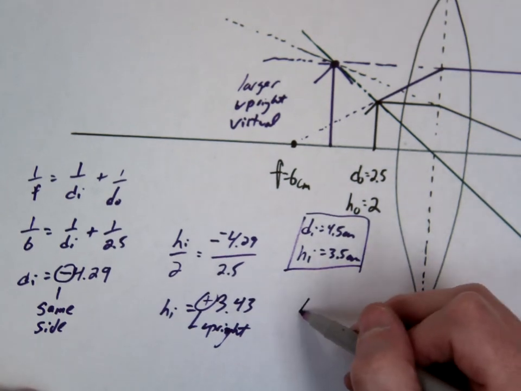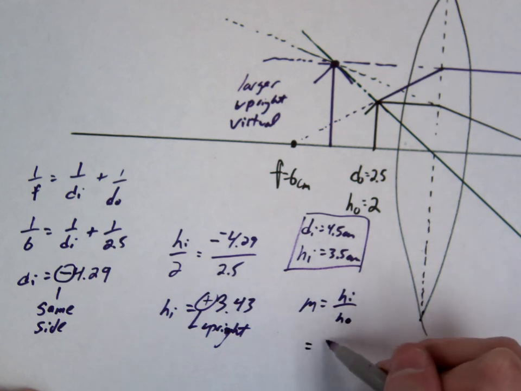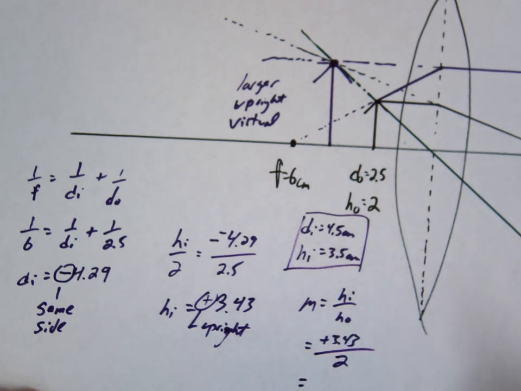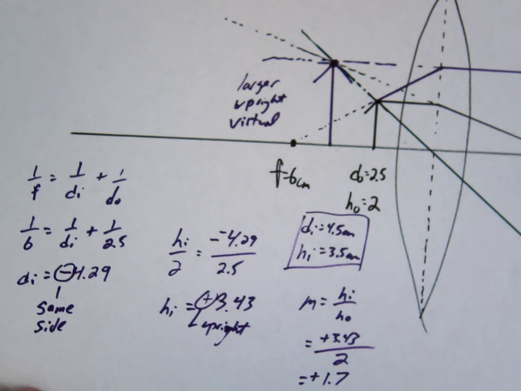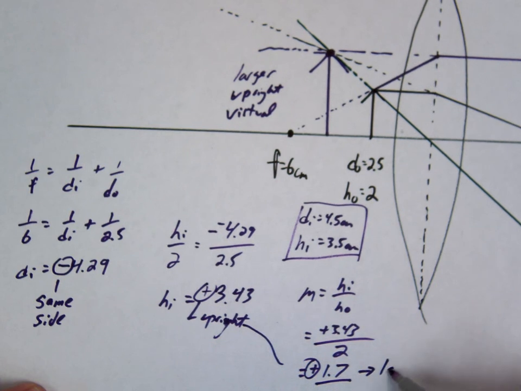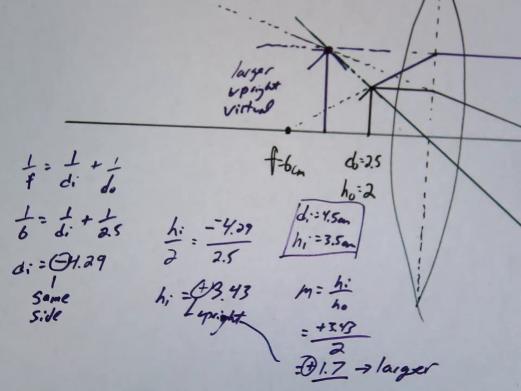And lastly, M equals HI over HO. So plus 3.43. Our original HO was 2. So it's at 1.7-ish. And again, plus means upright. Now what does the 1.7 mean? Larger. So anything greater than 1 tells you that it's larger.